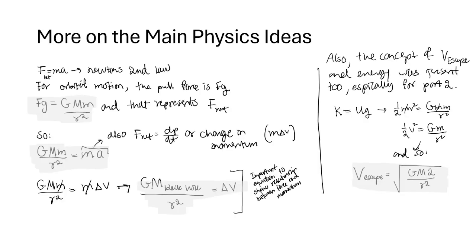For the main physics idea, F equals ma is Newton's second law, and we know that Fg is the F net that's acting on the object. So I just equated those, and then I was able to find the change in velocity and how it changes throughout the path because it's an ellipse. I also connected the idea of V escape and how kinetic energy is equal to gravitational energy, and then how we can find the V escape of a planet so it doesn't get sucked into the gravitational field, or the gravitational force, of the black hole.